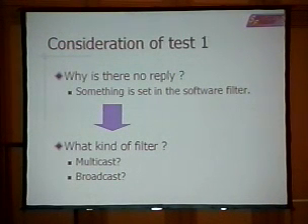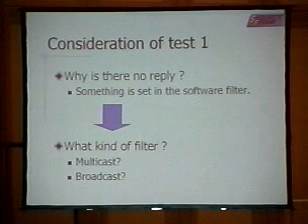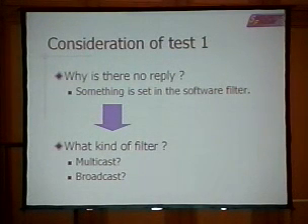Consideration of test 1. Why is there no reply? When the NIC is in promiscuous mode, the ARP request packet surely passes the NIC. The request IP address is also correct. I expected the reply, but there was no reply. So I think there must be some kind of filter in the software. We call it a software filter. What kind of filter is it? Is it a multicast filter? Is it a broadcast filter?